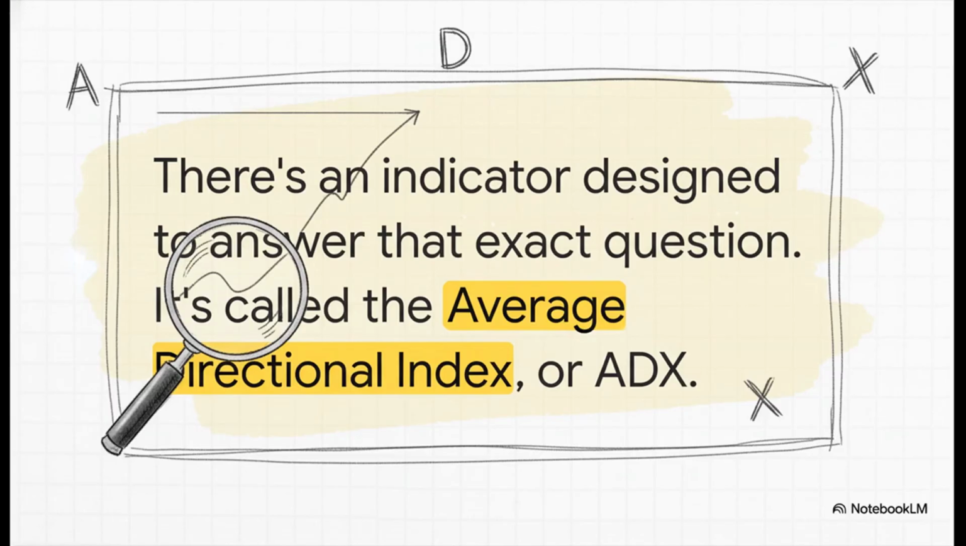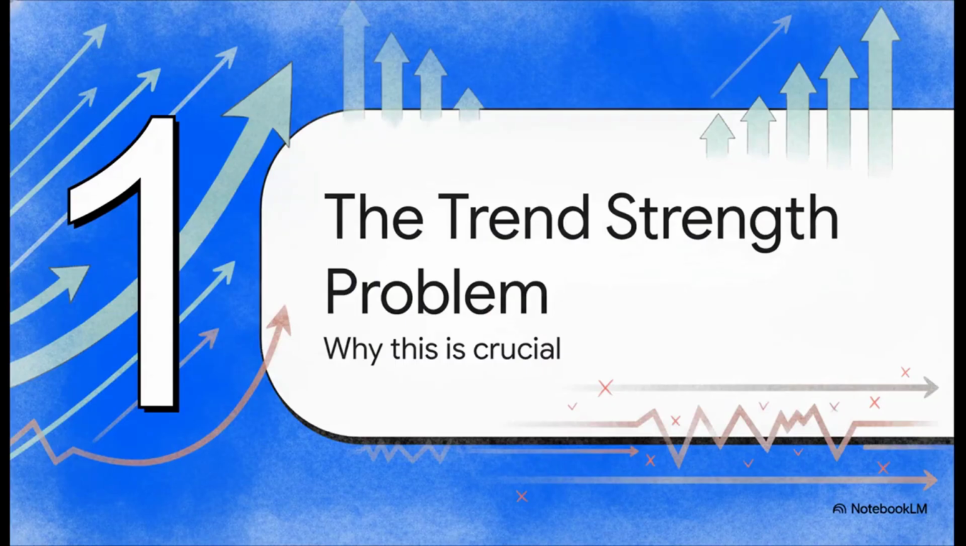It's called the Average Directional Index, or for short, the ADX. And it is built from the ground up to measure the one thing that often separates a winning trade from a losing one: trend strength. And look, getting this right is absolutely critical.